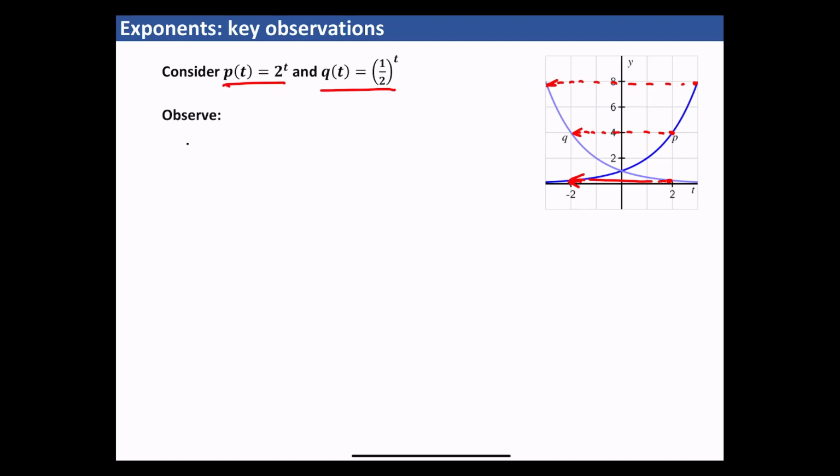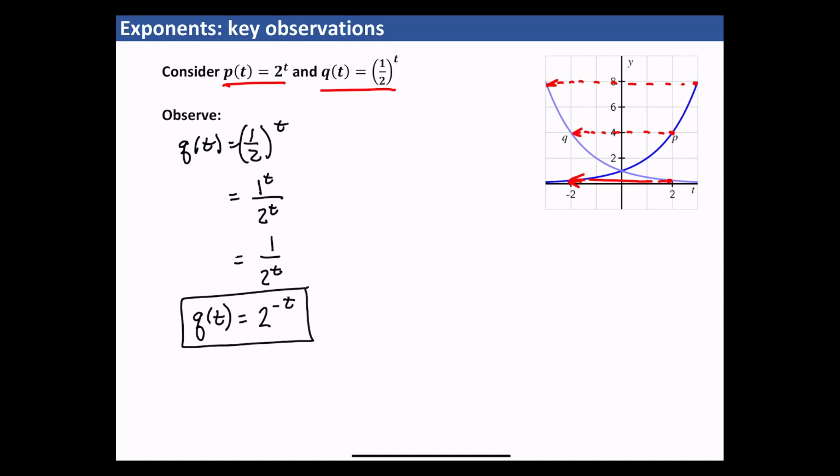For the function q of t equals 1/2 to the power of t, there are three equivalent ways we may write the function. We say 1/2 to the power of t equals 1 to the t divided by 2 to the t, which equals 1 over 2 to the t. And we can say that 1 over 2 to the t equals 2 raised to the negative t power. In other words, q of t can be written as q of t equals 2 raised to the negative t power.